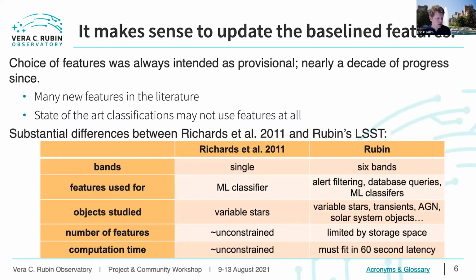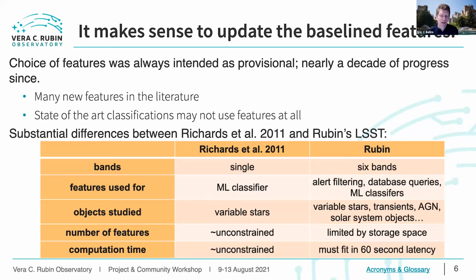So there's a variety of reasons why it's a useful time to consider whether those features should be updated. In particular, that was intended as a baseline choice, provisional, and since then there's been fully a decade of new work with a lot of progress on many additional surveys. And it's of course worth noting that a lot of the most state-of-the-art classifications these days are not even using features at all, but deep learning architectures. There are also quite a few differences between the context in which the Richards et al. 2011 features were being computed and the LSST. The Richards paper was computing on single band light curves in the context of classifying variable stars. And while I'm sure there were financial constraints and others that limited in practice the number of features and computation time, there weren't strict requirements on that.